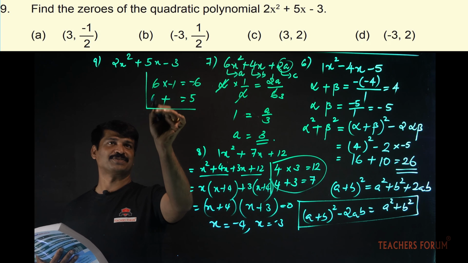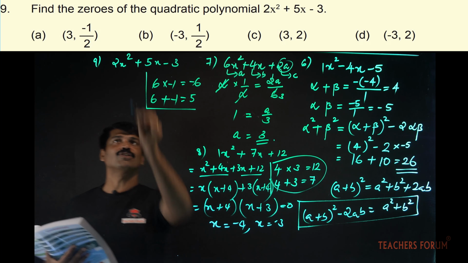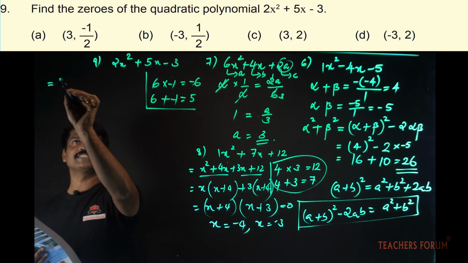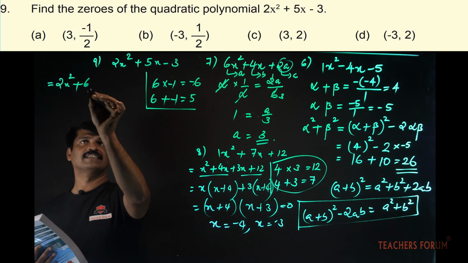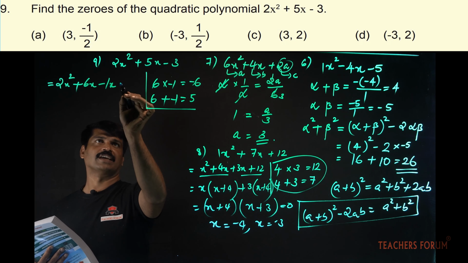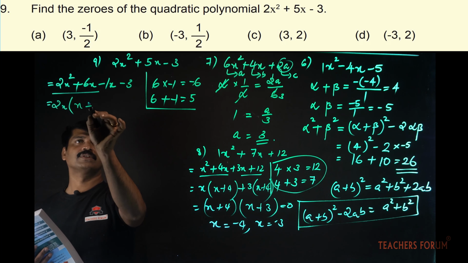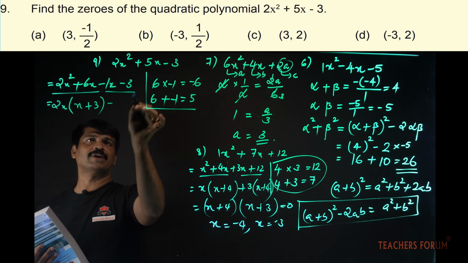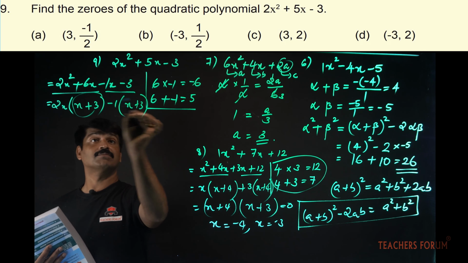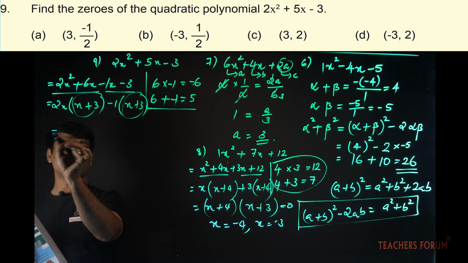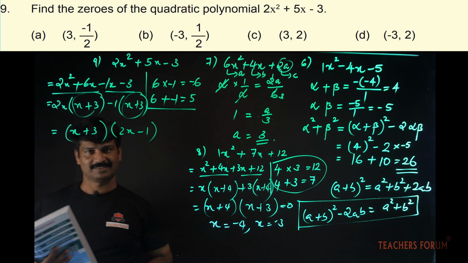6 and minus 1. You see, 6 into minus 1 is minus 6, 6 plus minus 1 is 5. So the given quadratic polynomial can be written as 2x square, splitting 5x as 6x minus 1x, that is 5x, minus 3. What is common here? 2x is common, that is taken outside. It becomes x plus 3, isn't it? Here what is common? Minus 1 is common. So what will we get? x plus 3. You see, when you solve like this, these two terms should be the same. Now x plus 3 is common, that can be taken outside. Then what is remaining? 2x minus 1.